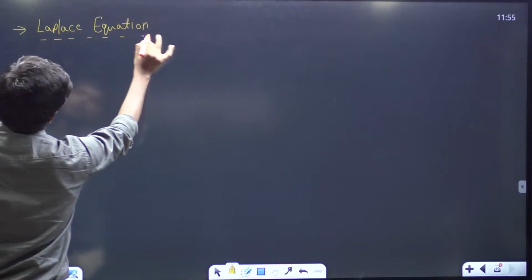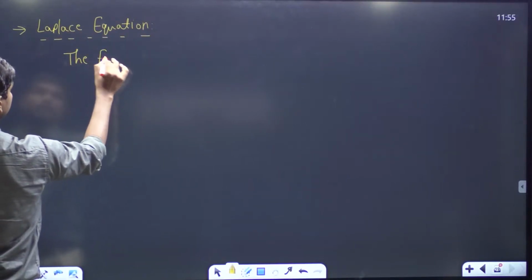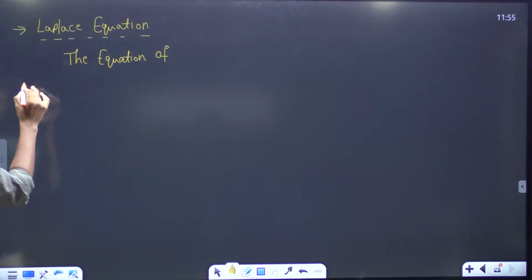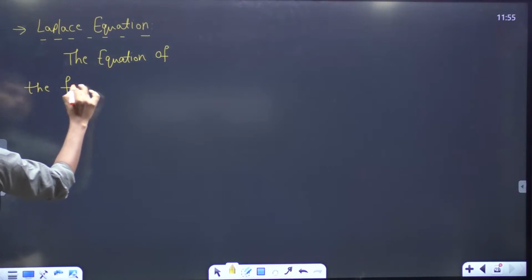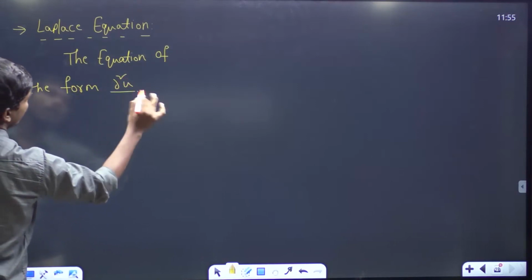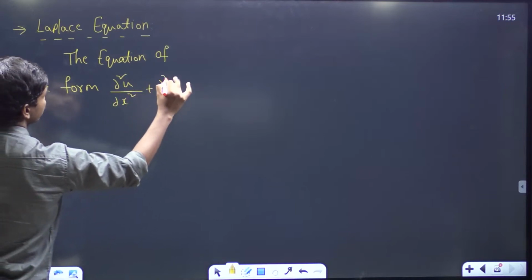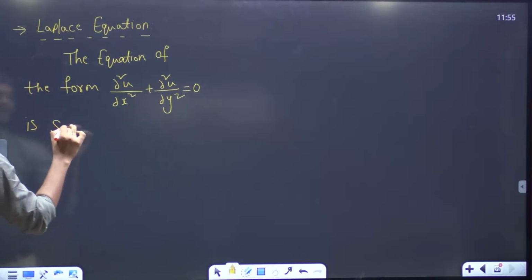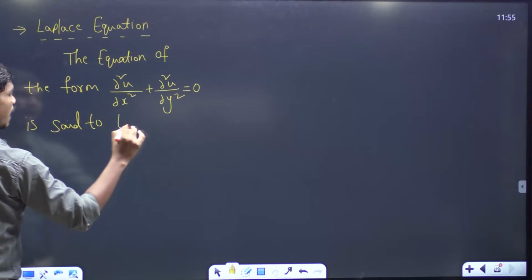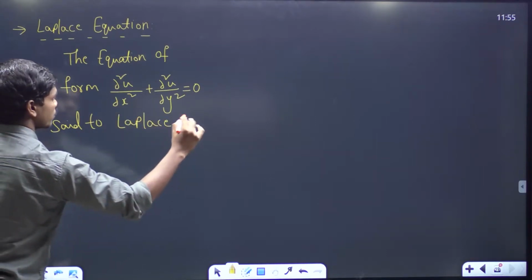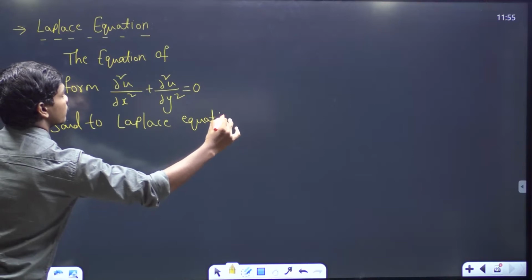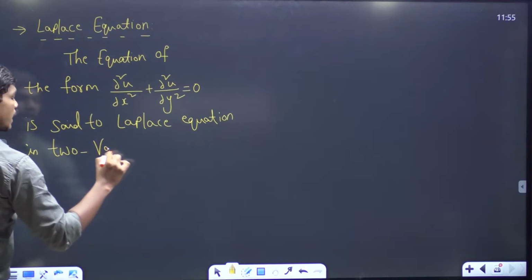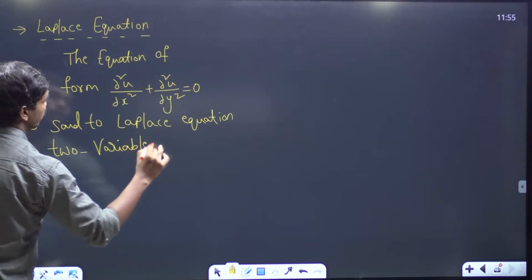Okay, so see here, Laplace equation. The equation of the form dou square u by dou x square plus dou square u by dou y square is equal to 0 is said to be the Laplace equation in two variables.